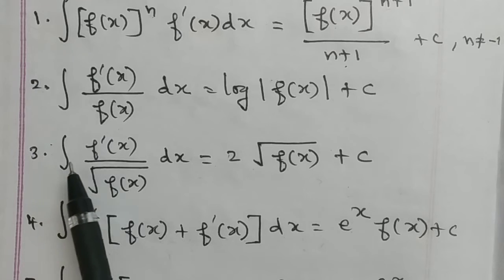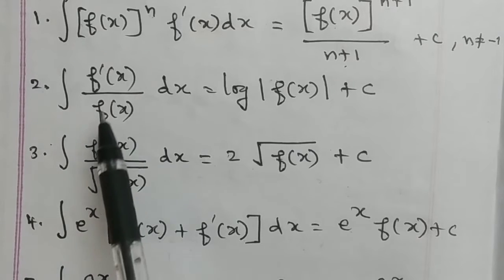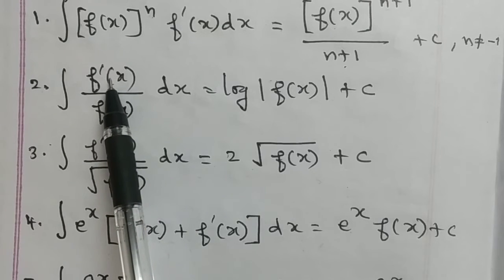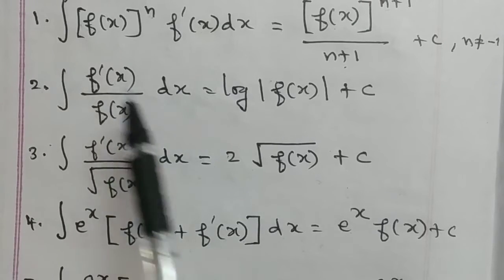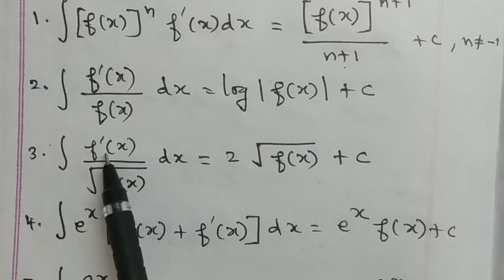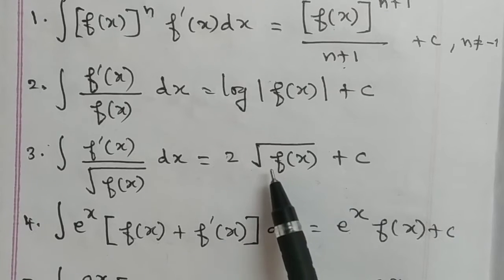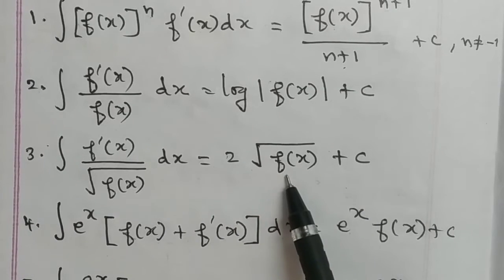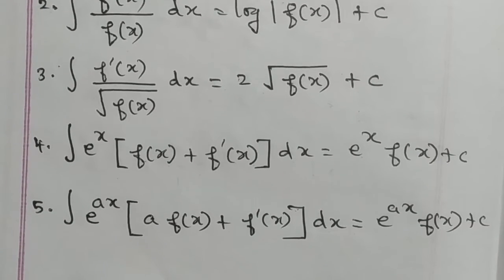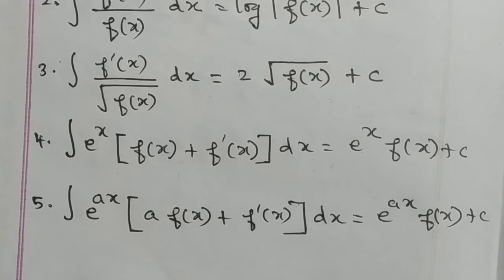Third one, integral of f dash of x divided by square root of f of x. Here one function is f of x, and the derivative f dash of x is in the numerator. Integral of f dash of x divided by square root of f of x into dx equals 2 times square root of f of x plus c.